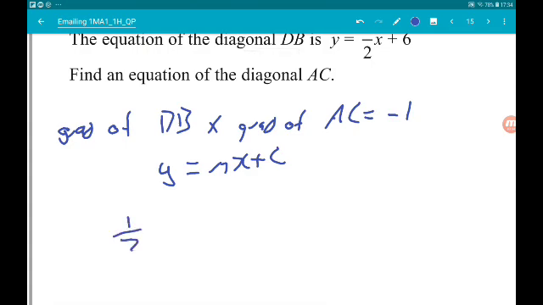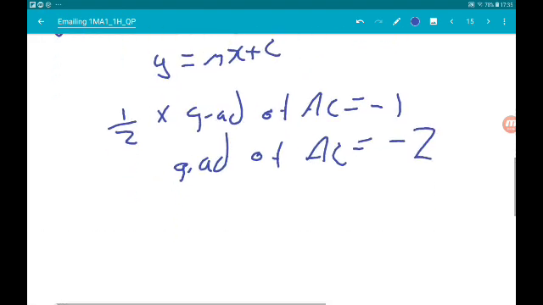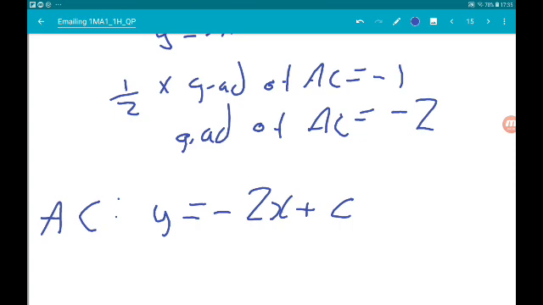So the gradient of DB is 1/2. So we know 1/2 times the gradient of AC is -1. To cancel out a half, we multiply by 2. So the gradient of AC is equal to -2. So, at this point, we can now start filling in y equals mx add c for the line AC. So, AC is going to be of the form y is equal to -2x add c. Now we need to find the value of c.